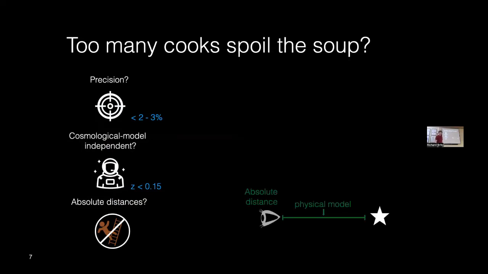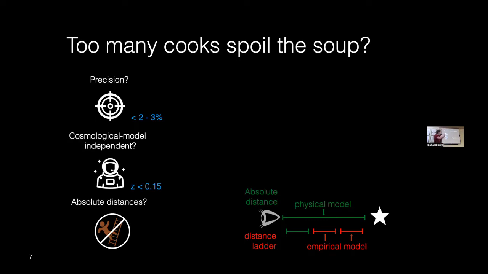And for the absolute distances, as I alluded to a few times already, if you have a one-step measurement where you have a physical model that gives you the distance of an object, that would be ideal. Whereas what's often applied in the local measurements is the distance ladder, where you have a first step, for example, parallaxes, that's based on a physical model or simple geometrical model.